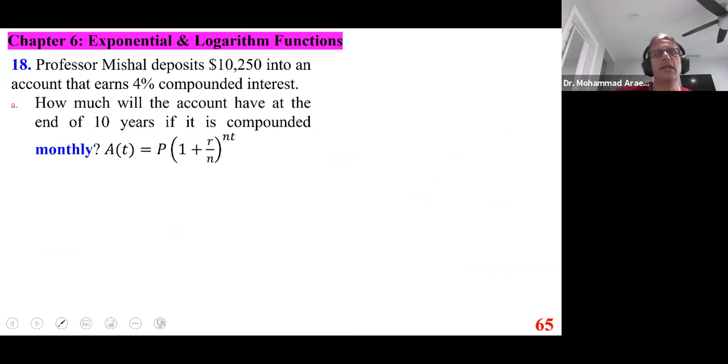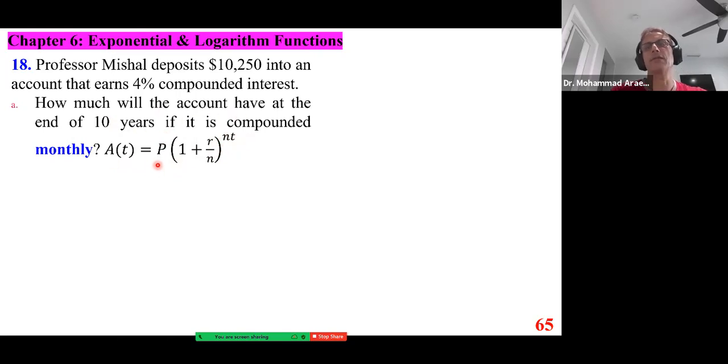All right, in this case, we have $10,250. We want to put in an account that gives us 4% compounded interest. And we want to know how much we have at the end of 10 years if it's compounded monthly. So first and foremost, let's see what's given. As we look at this formula, P is the principal or the original amount, happen to be 10,250. r, the rate is 0.04 or 4%. t happened to be 10.